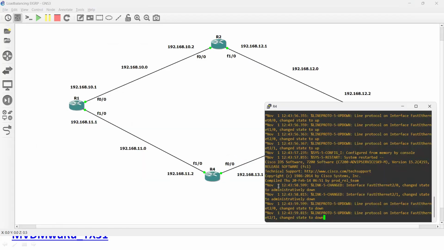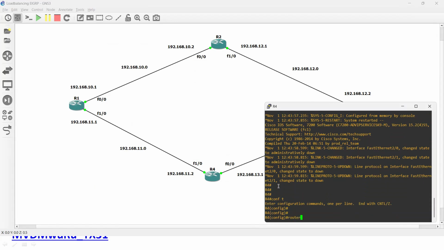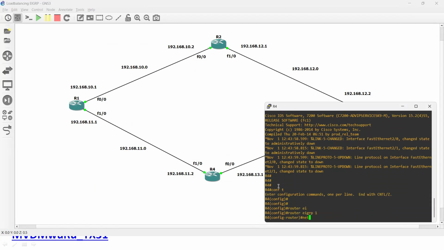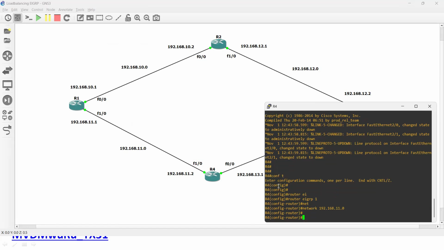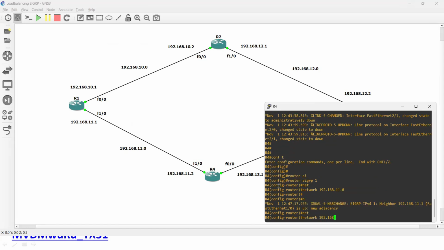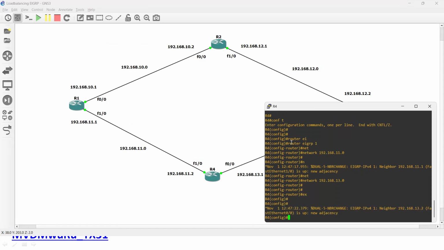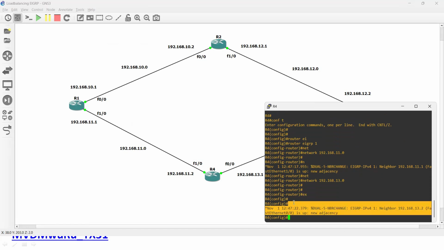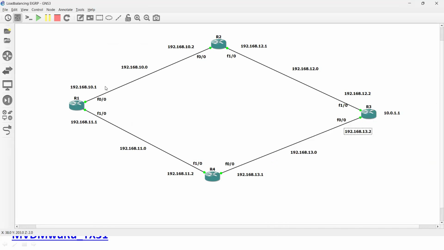Let's go to router number 4. Configure terminal, router eigrp 1, network 192.168.11.0, network 192.168.13.0. Soon I am going to get the message for the adjacency. Here I got all the adjacency messages. That means EIGRP is properly configured on all the routers.